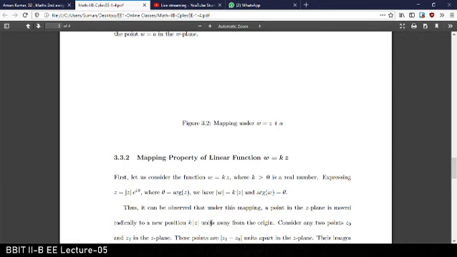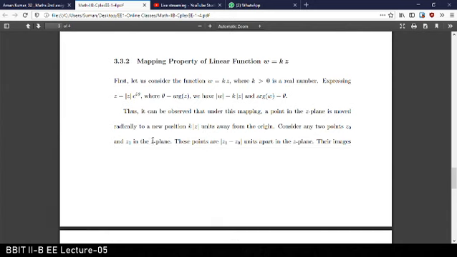If k is 1, the distance remains the same, there is no change. K is 1 means you are considering the mapping w equal to z. If k is more than 1, then definitely kz is more than z. That means it is moving away from the origin. And if k is less than 1, it is moving towards the origin.